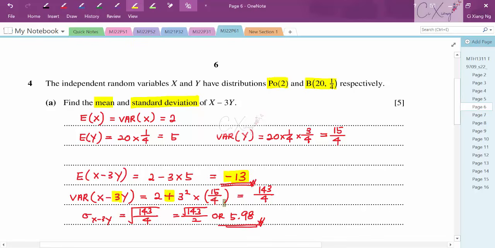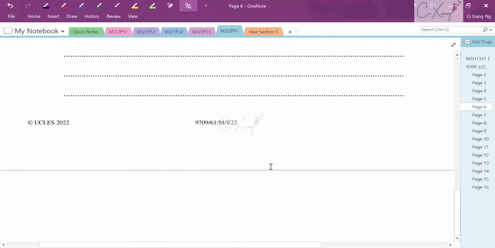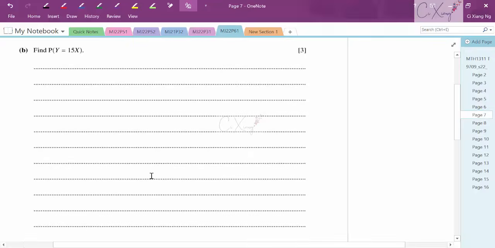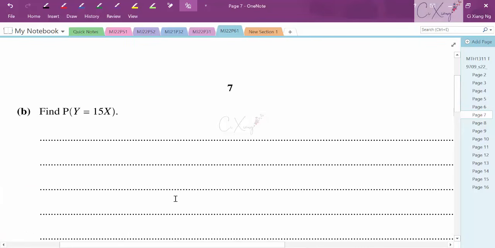Right, so this is what we have for the first part of question number 4. All right, then now we proceed to the second part. Okay, so for the second part of question number 4, they're asking for y equals 15x. Find out the probability y equals 15x.